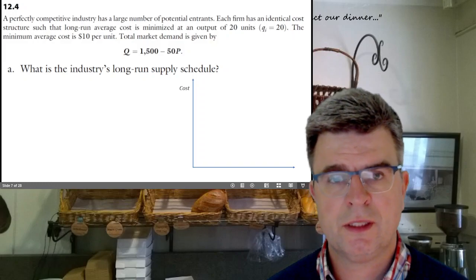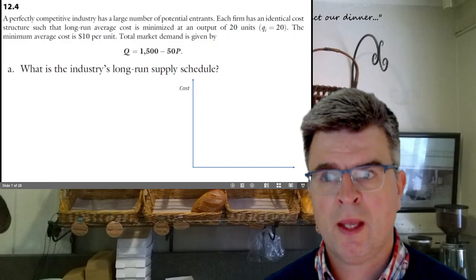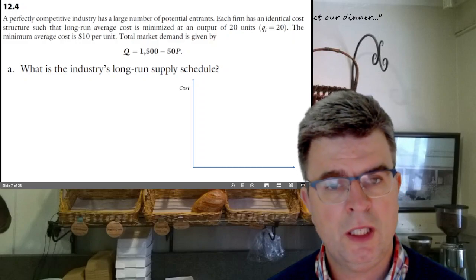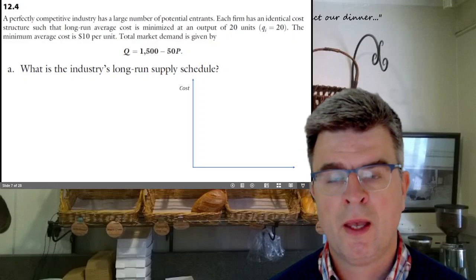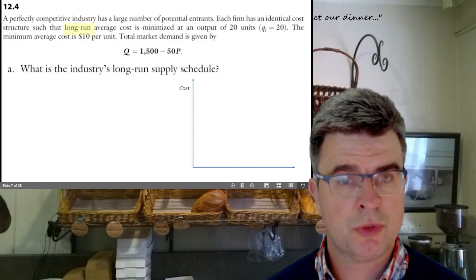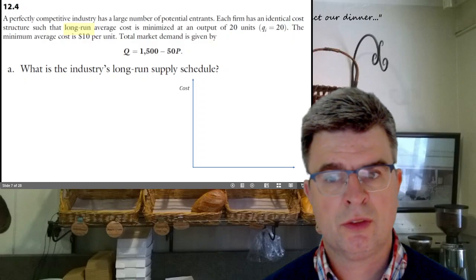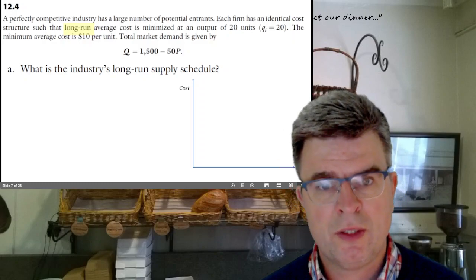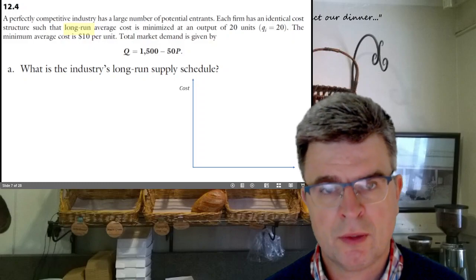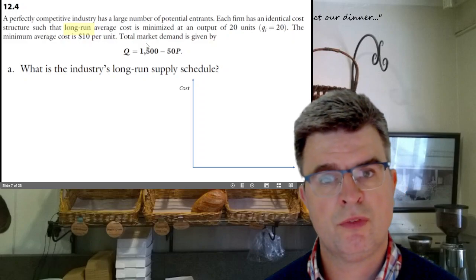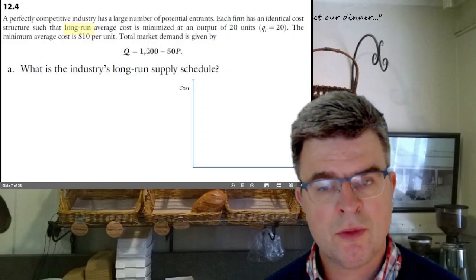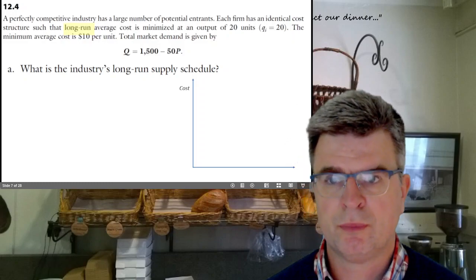The next exercise is exercise 12.4. Again, we have a perfectly competitive industry with a large number of potential entrants. Each firm still has an identical cost structure, but now we consider the long run average cost instead of the short run. The long run average cost is set to be minimized at an output of 20 units. The minimum average cost is $10 per unit, and total market demand is given by the equation 1500 minus 50p. Question A starts easy. What is the industry's long run supply curve?